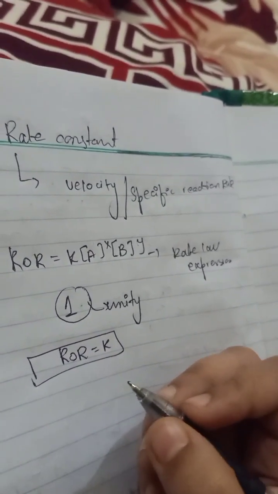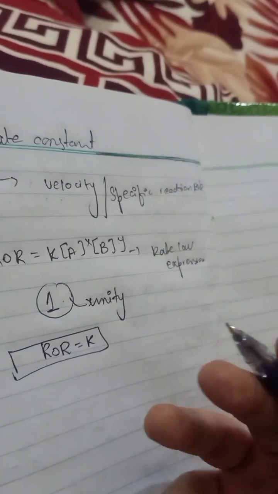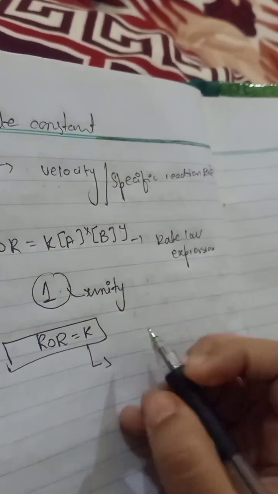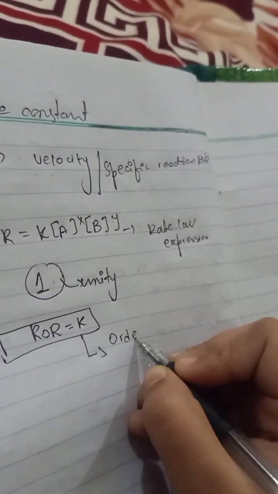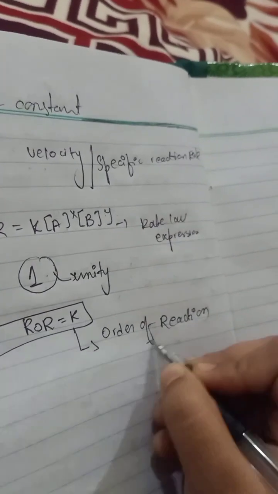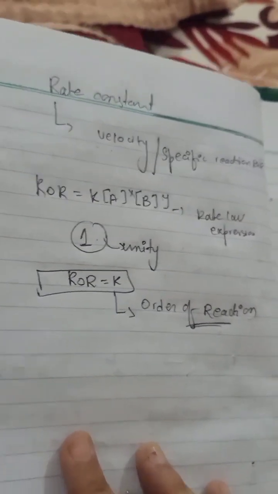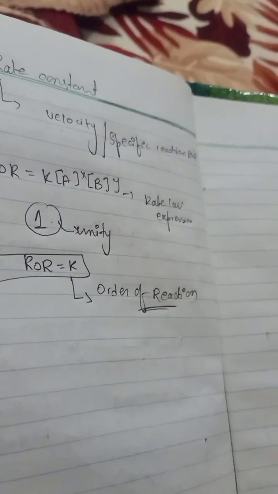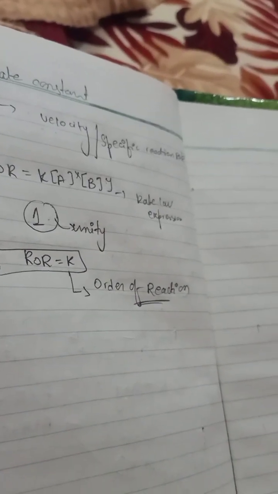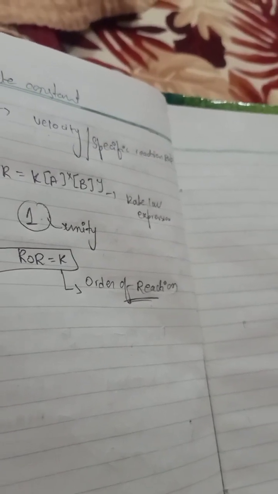So what will be the general formula or the unit of K? K basically depends upon the order of reaction. Let's find out the unit or the general formula of K, and then we will see how we can find out the order of reaction.